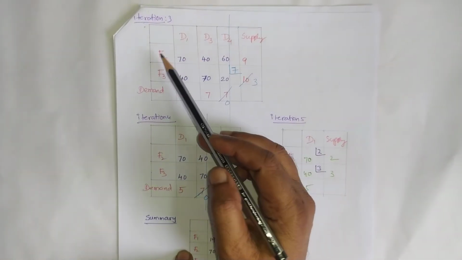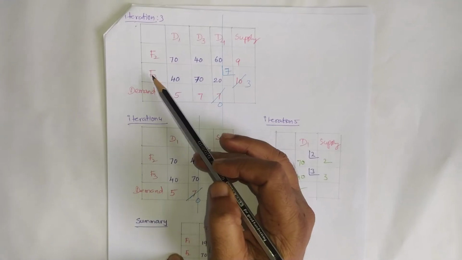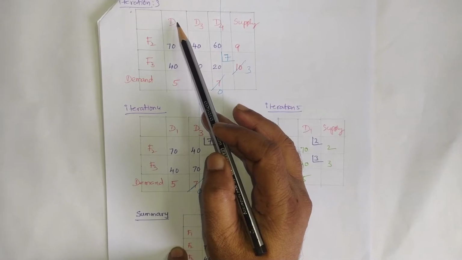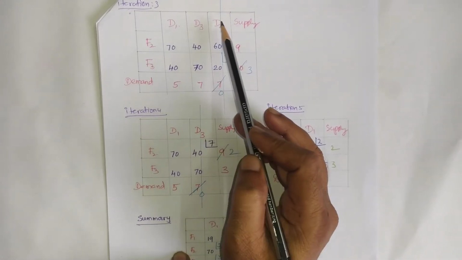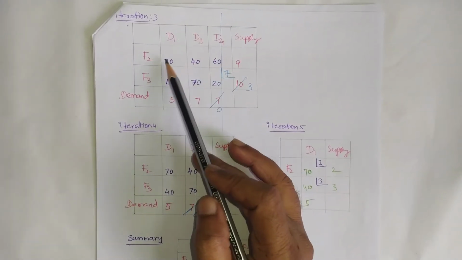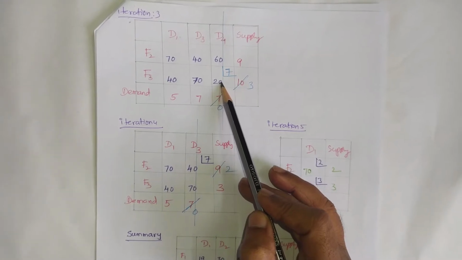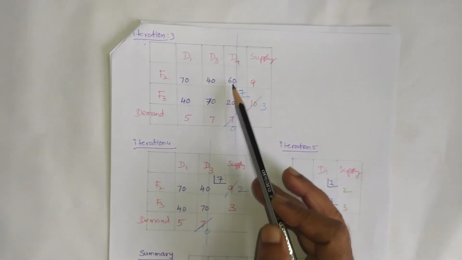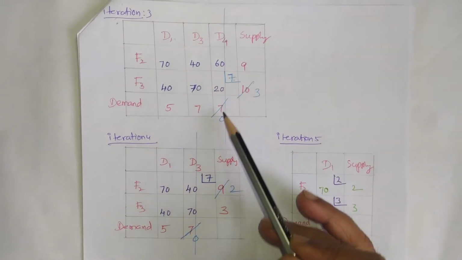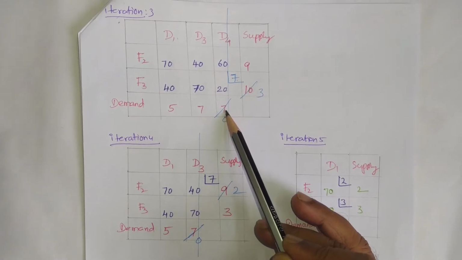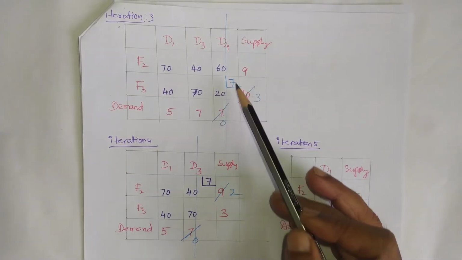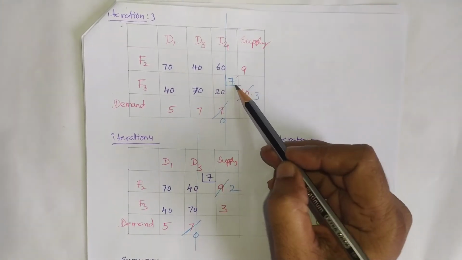Iteration 3. Now two factories remain, F2 and F3, since F1 was deleted in the previous iteration, and destinations D1, D3, D4. These are the unit cost cells. Among all the cells, 20 is the least cost cell. For the cell, 7 is the demand or requirement, and supply is 10 units. So we have to supply 7 units to this cell.